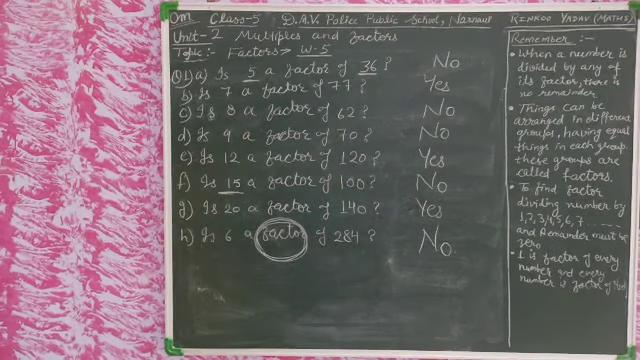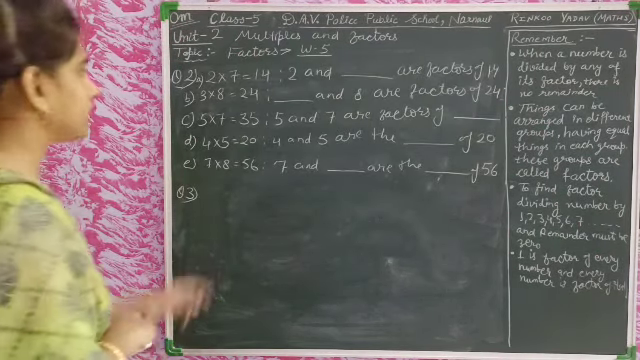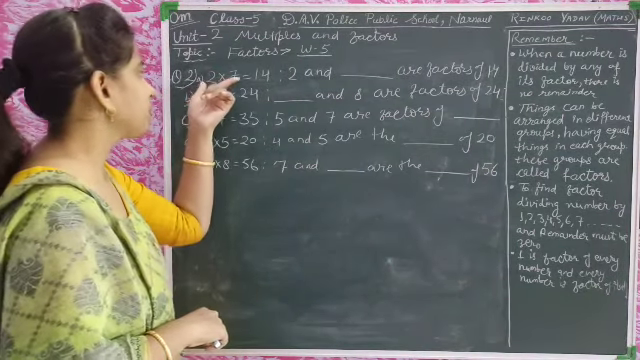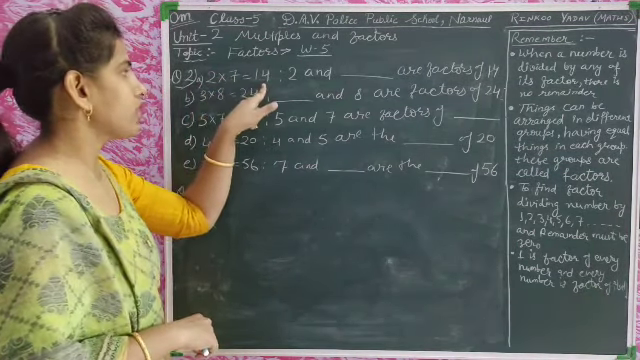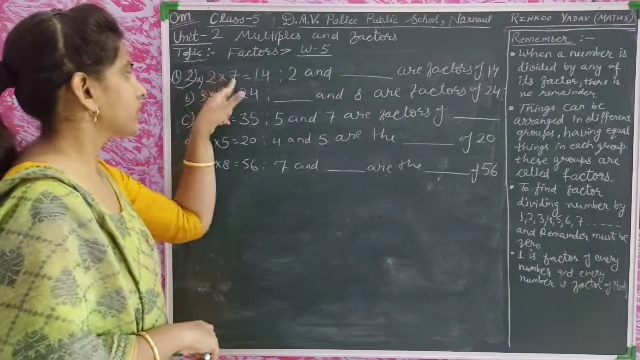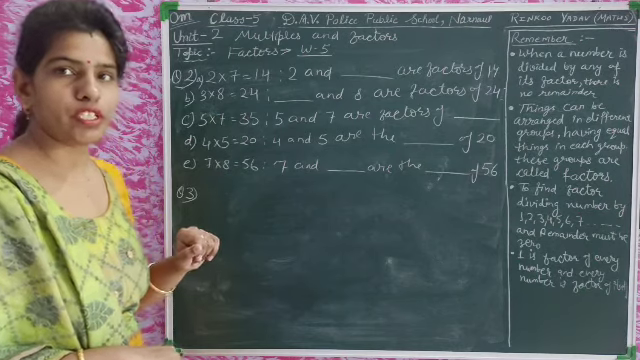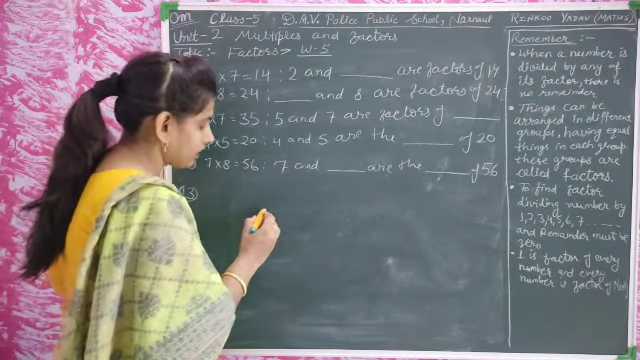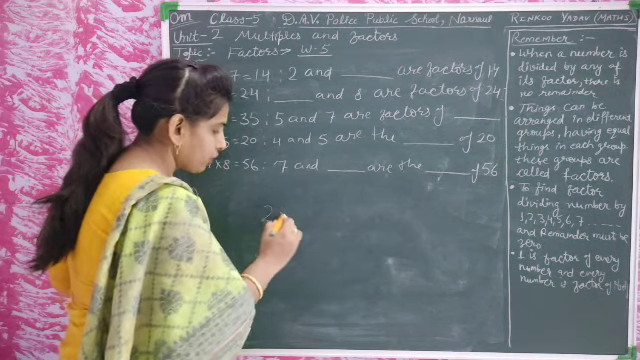Question number 2. Now students, let's see there. There is the question number 2. In question number 2, the first part is 2 into 7 is equal to 14. It means 2 and 7 are factors here. 2 and 7 is equal to 14. You remember that thing that we have done.